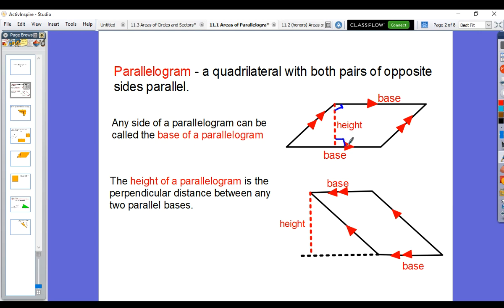Now, as far as the height goes, Philip, excuse that, Philip's over here trying to cheat.